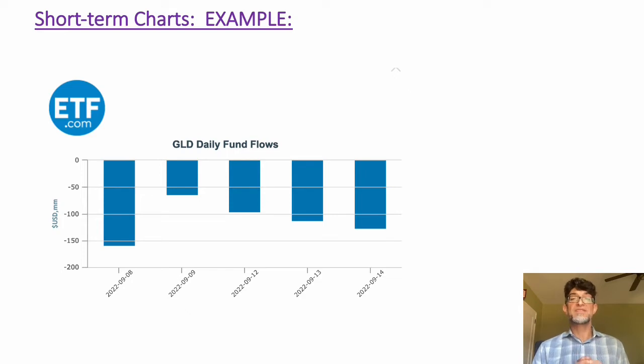Why? Because the Fed's increasing rates, so liquidity is getting tighter. So when liquidity gets tight, you see asset prices decline, and not just gold asset prices, crypto asset prices too. But that's for another day. So basically, fund flow is an example of a short-term chart.